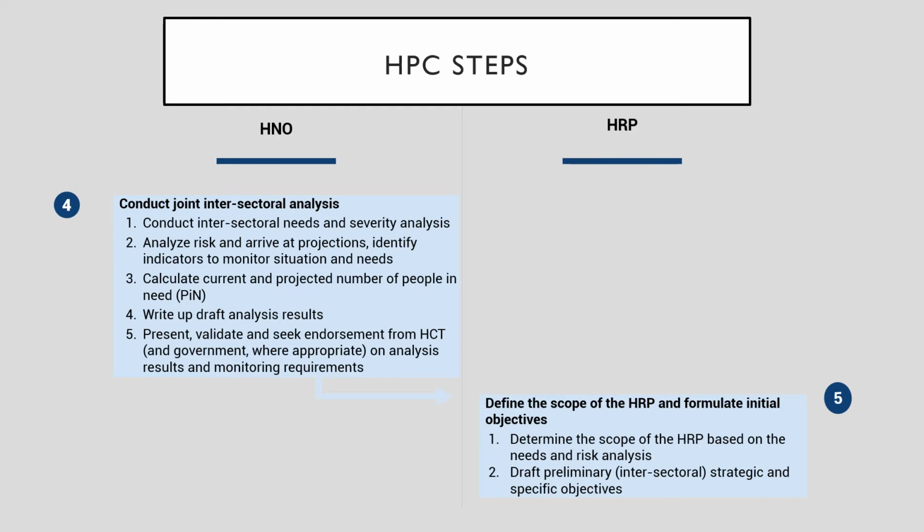In this step 4, one analyzes also the risks and arrives at projections. One identifies further indicators to monitor the situation and needs, and finalizes the calculation of current and projected number of people in need. In the same step, one writes up the draft analysis results and presents those to the ICCG or the AHCT to validate and seek endorsement from them.